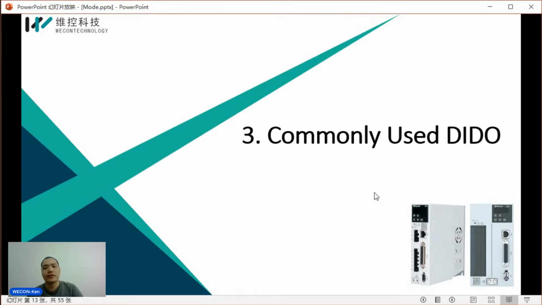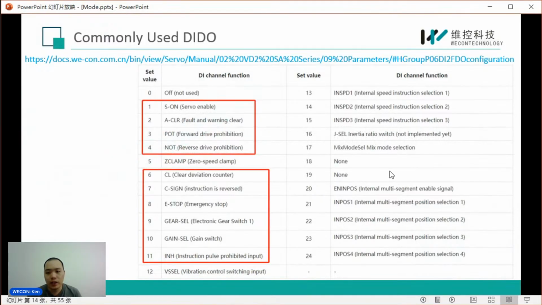This part is the final part of position mode, commonly used DI. First, for DI, we have many DI inputs. These two parts are commonly used DI. There is an introduction behind each. And if you want to see more DI functions, you can click this link to see in detail.